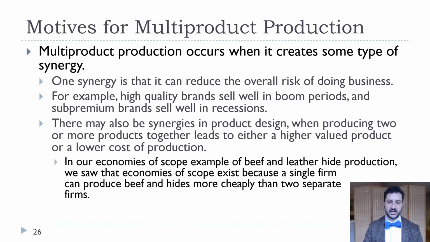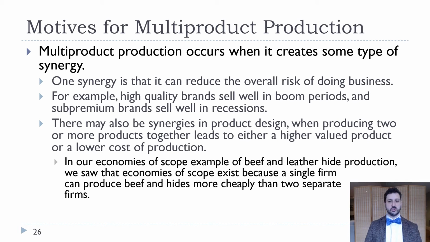And so one synergy that it can produce is just reducing the overall risk of doing business, right? So if people decide, oh, well, I don't want to buy this product anymore, but I still want to buy that product, then you will still be earning some revenue. So the example they give in the book, high quality brands might do well when everybody is employed and has lots of income, but lower quality, lower price brands might do well in recessions when people have less money.